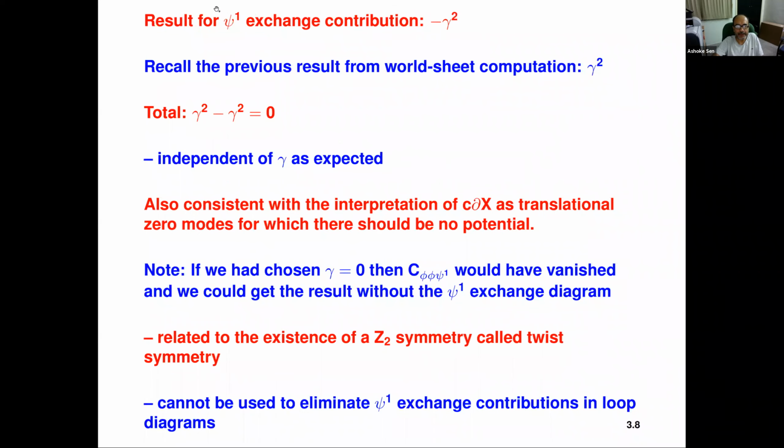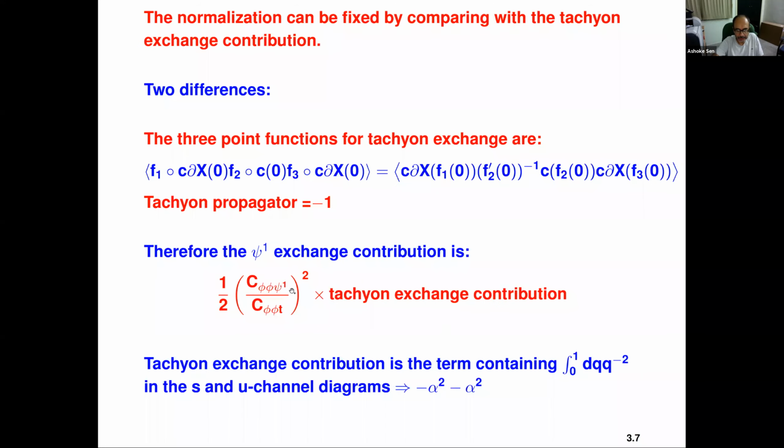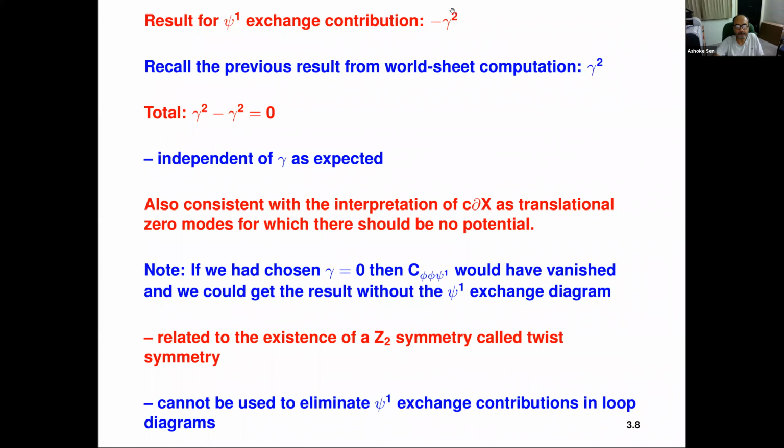So by doing that, we get the result for the psi1 exchange contribution, and that's basically minus gamma squared. So basically what happens is that this ratio becomes gamma squared over alpha squared. So that multiplied by minus 2 alpha squared gives you minus 2 gamma squared, and then this half removes the factor of 2, and you get minus gamma squared. And now we can add it to the previous result from the worldsheet computation, which was gamma squared. And indeed, we see now that the total is 0.